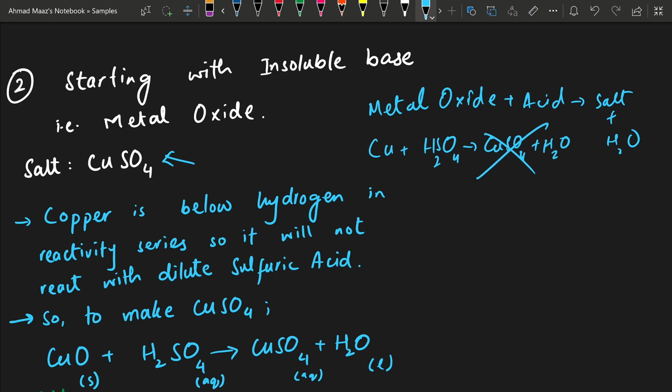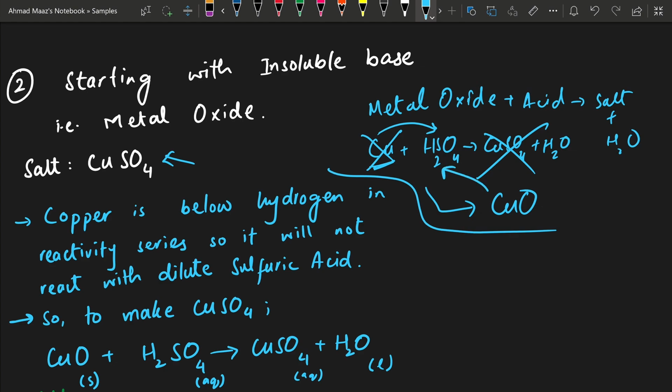Why? Because copper is below hydrogen in the reactivity series. Copper is an unreactive metal. It will not react with dilute sulfuric acid to give us salt and water. So that is why we cannot use copper, but we need copper oxide. We need an oxide of copper to react with sulfuric acid if we want to get copper sulfate.